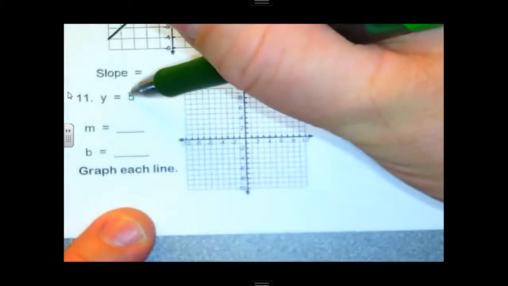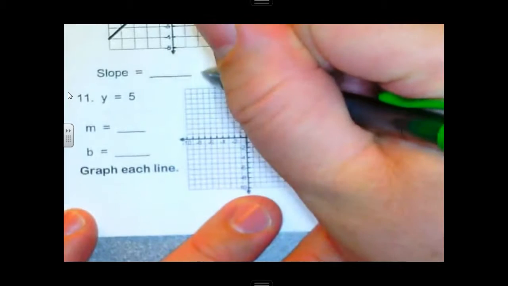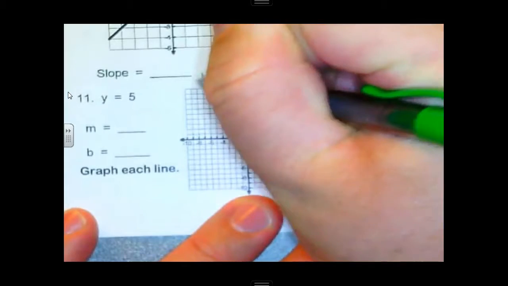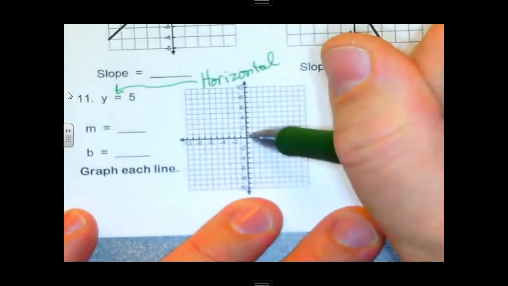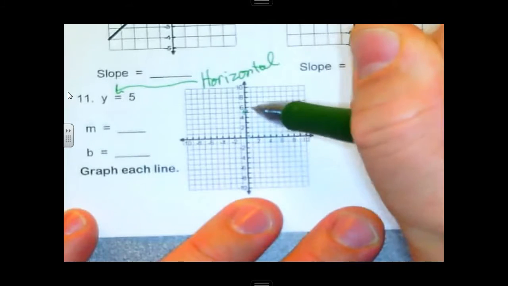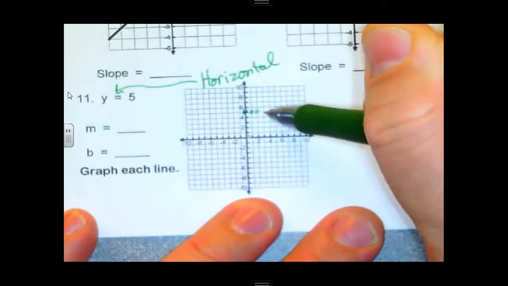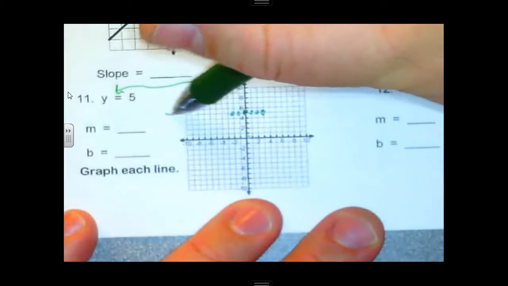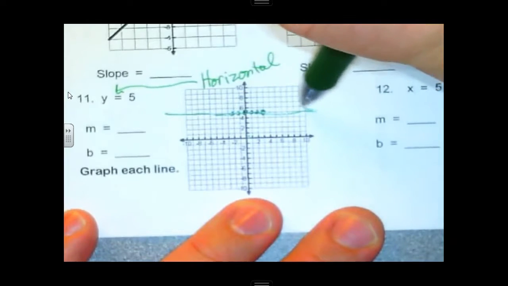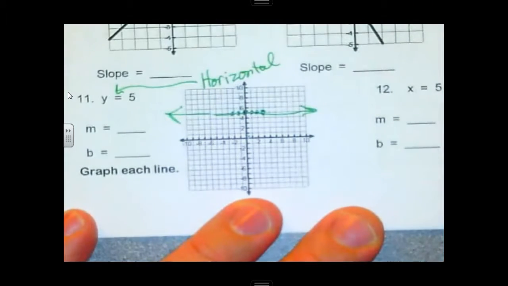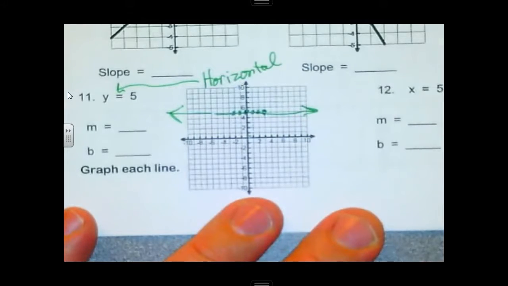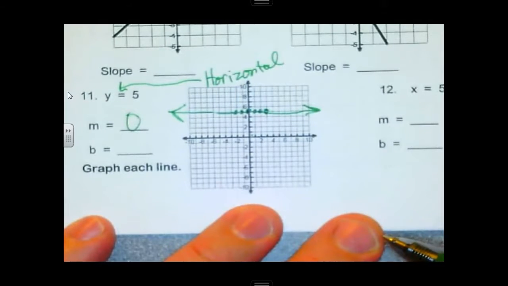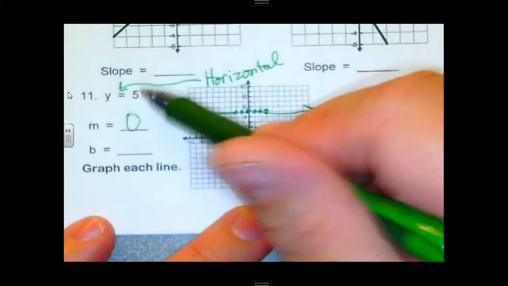Yes. When I have y equals a number, it's a horizontal line. My y value is always 5, no matter what x I choose. So it's a horizontal line at y equals 5. What kind of slope does a horizontal line have? Zero slope. And where's it going to cross? It crosses at 5.